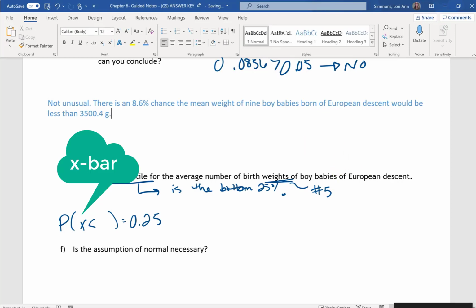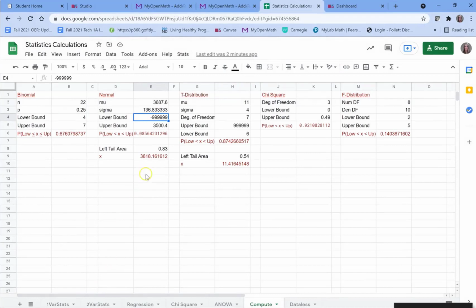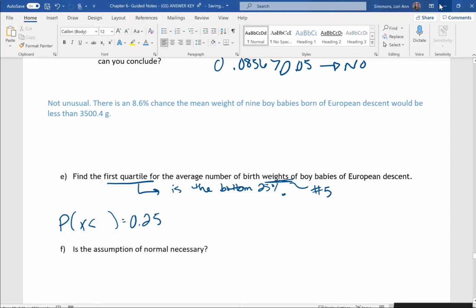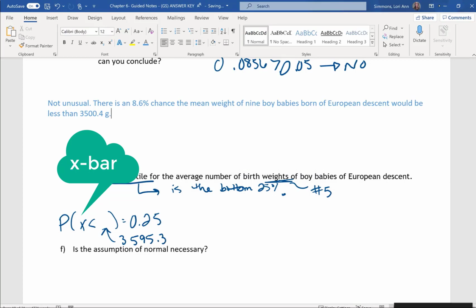Okay, so let's figure this out. Let's go into the tail. To the left is 25%. We're going to keep these the same because we're talking about the average. So we need to use sigma x bar here. So the answer is 3,595.31.